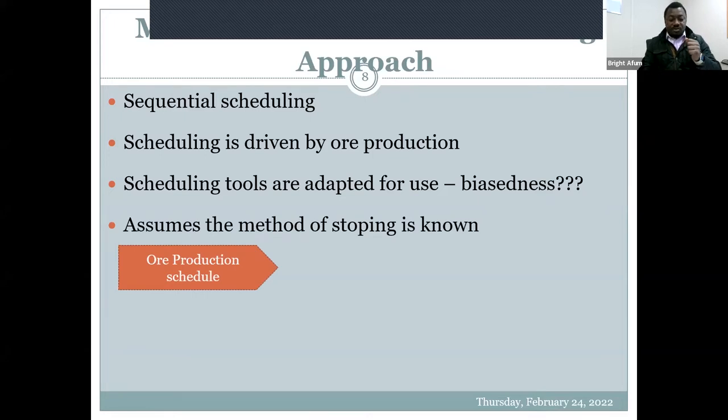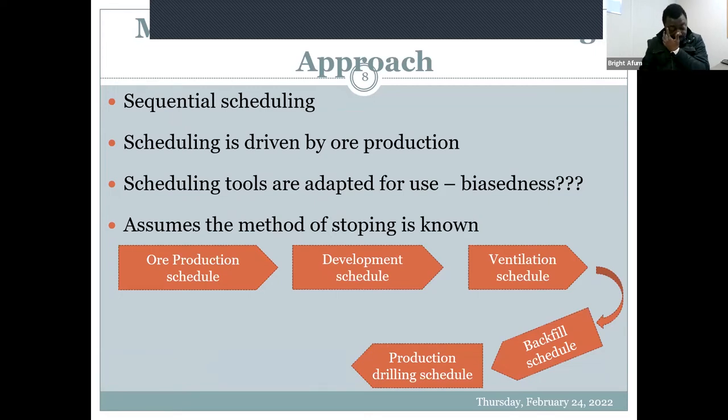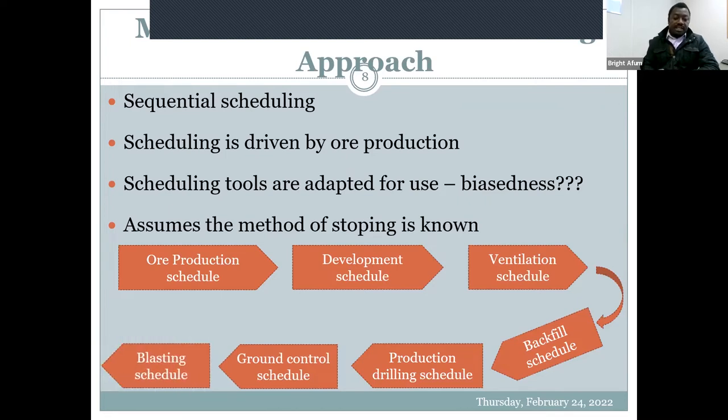What happens is that you try to schedule your ore production. Then you ensure that before the ore production, you have a development schedule as well. And there is a ventilation schedule, which moves to backfill if you have to backfill the stope, production drilling schedule, ground control schedule, and then finally, blasting schedule. There could be other ones as well. But what the modified traditional approach does is that the mining engineer tries to link all the various activities together in a software so that the software will rearrange the best schedule or the best way of carrying out an activity that will increase the value.